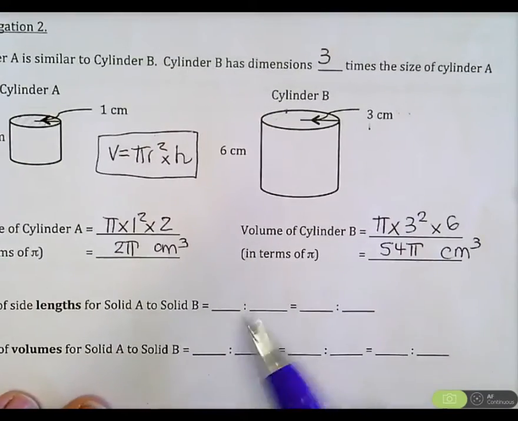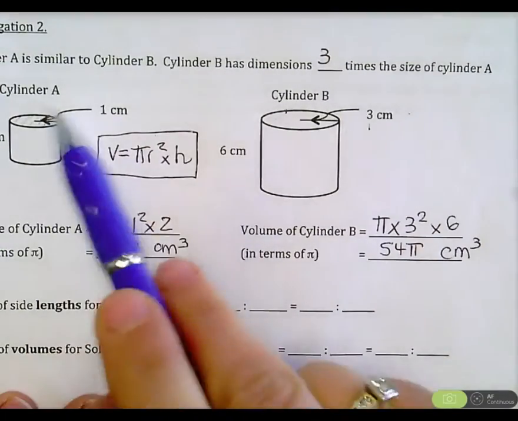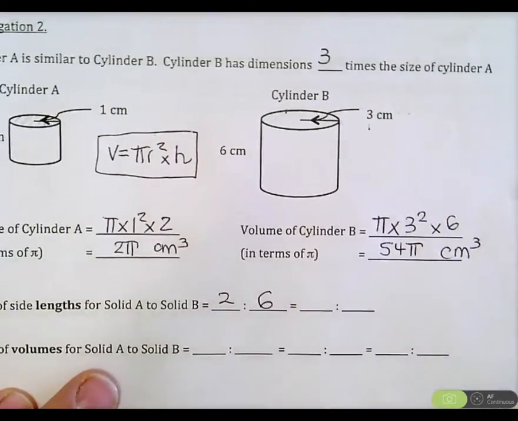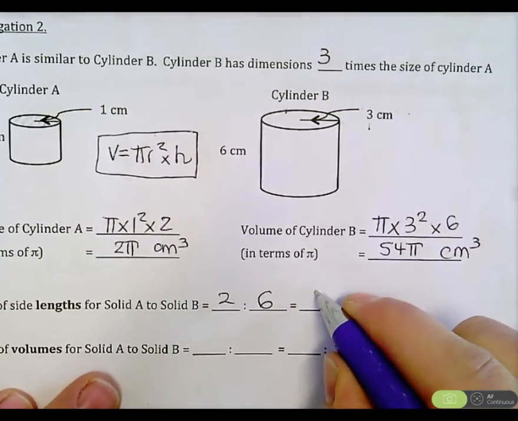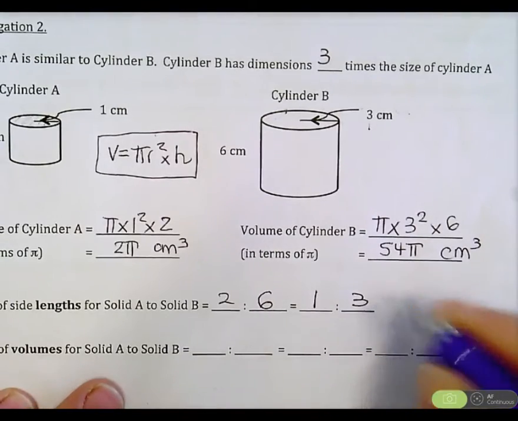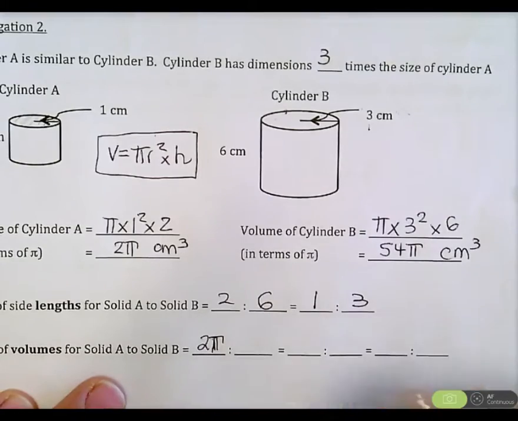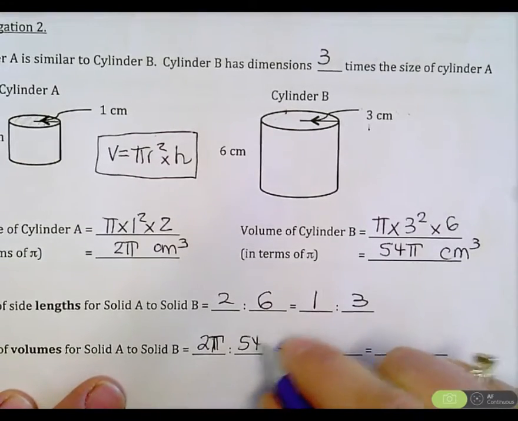So let's look at the ratio of the side lengths. I don't mind if you choose the one with the 3 or the 2 to 6. I'll choose the heights, 2 to 6, which simplifies to 1 to 3. Now the ratio of volumes. So let's just write down what our volumes are. 2 pi is to 54 pi.